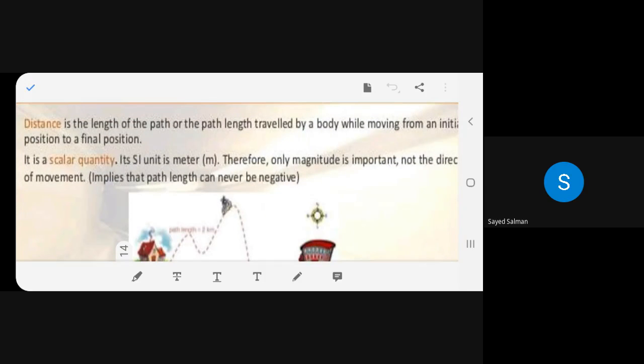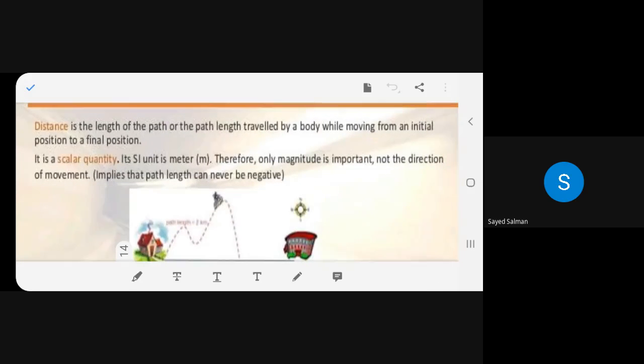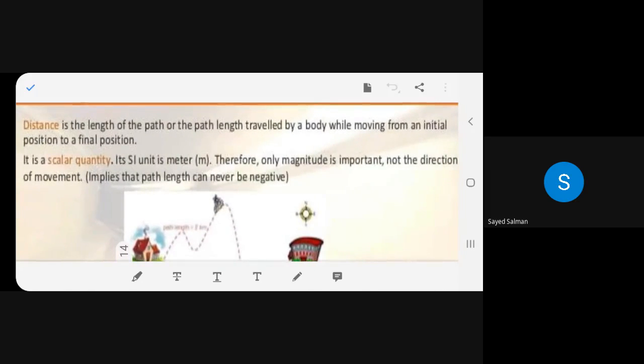Second para: It is a scalar quantity. Its SI unit is meter. Here only a magnitude is important, not the direction of movement. It implies that the length can never be negative. Yes, good. So it is a scalar quantity.